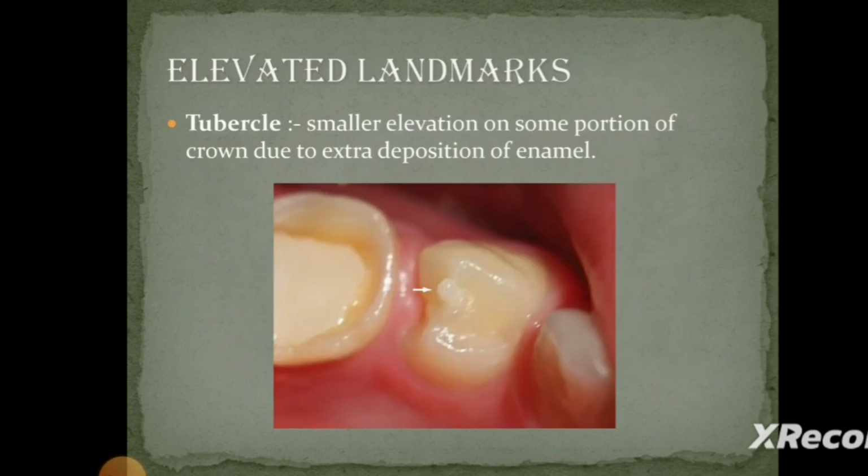Now the tubercle. It is different from the lobe. It is not a primary section. It is the extra deposition of enamel. It is a smaller elevation, mainly found on the anteriors.